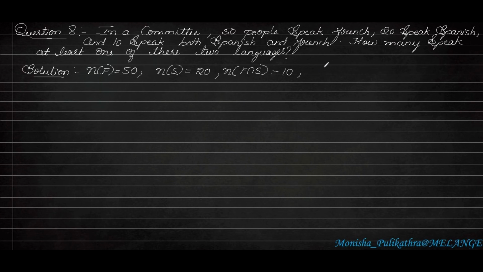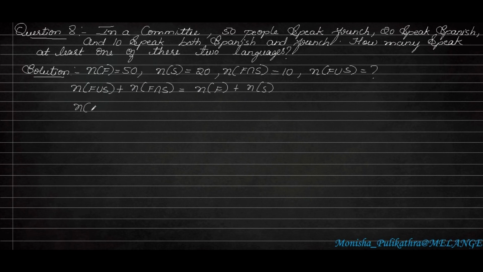Now we have to find out how many speak at least one of these two languages. One of these two languages means we have to take all together: either they speak Spanish or they speak French. So we have to take the overall total, that is F union S is equal to question mark. The formula as usual follows: n of F union S plus n of F intersection S is equal to n of F plus n of S.